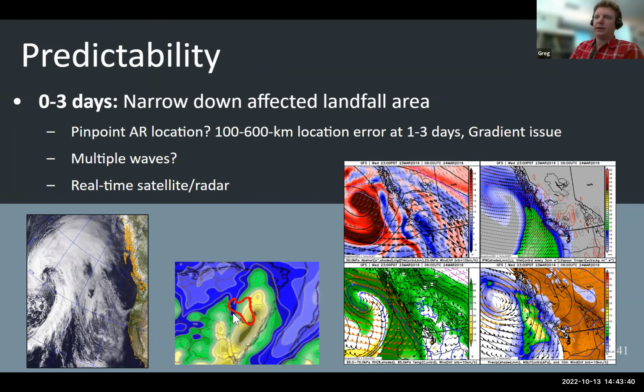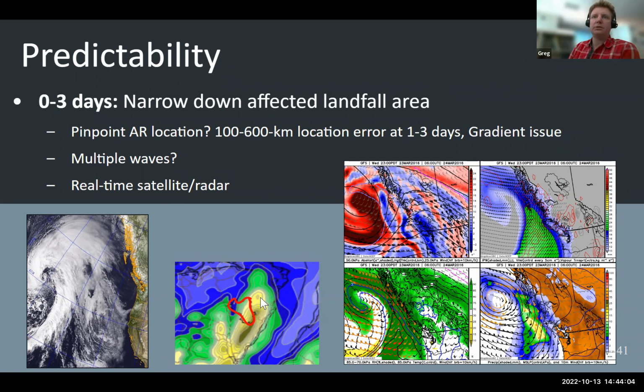Another point to make is this gradient issue. This red outline here is one of our watersheds, and the shading here is precipitation amount. You can see that there's this really steep precipitation gradient across the watershed. And so any slight shift in the location of that precipitation maximum is going to drastically affect how much precipitation you get in that watershed. So that's another thing to watch out for.